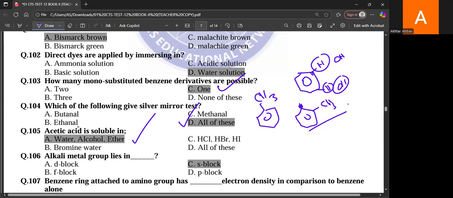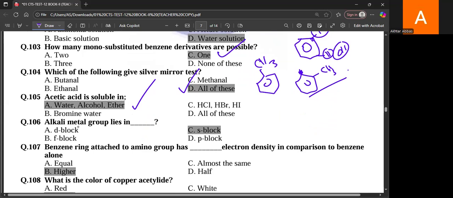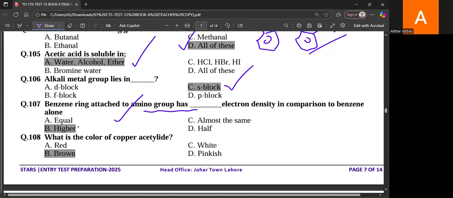Alkali metal group lies in alkali metals. You know that alkali metals belong to group 1A except hydrogen. So these are present in the s block. So your best option is Charlie. Benzene ring attached to the amino group: electron density in comparison is higher. Okay, so your best option is beta.